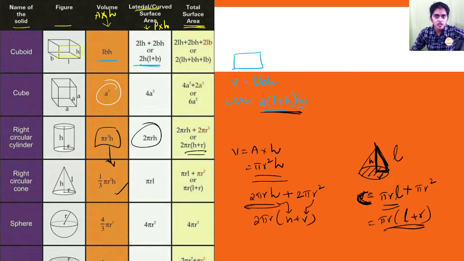Understood? Now if I want to make a tent, how much cloth is required? How will I find it? A tent will be like this. So the cloth required, you will get it by using the lateral surface area or the curved surface area of the cone, because you will not keep cloth at the bottom.